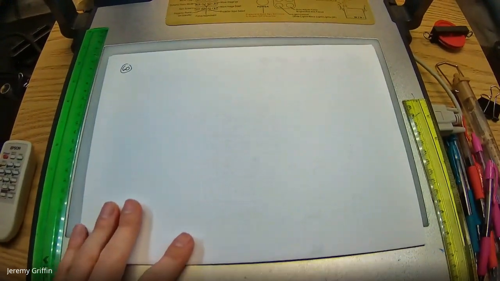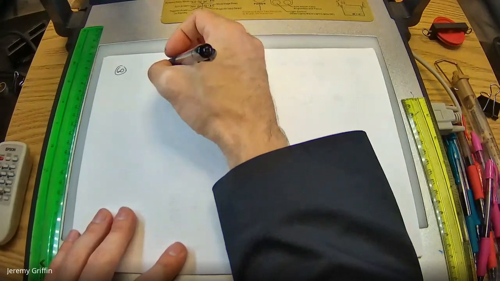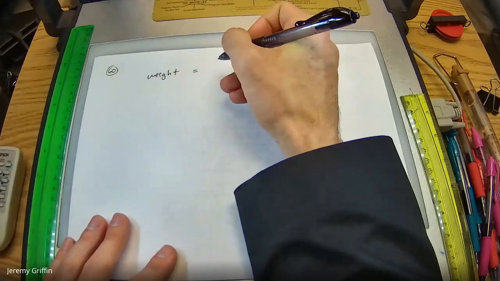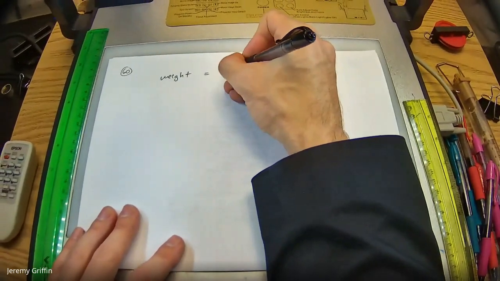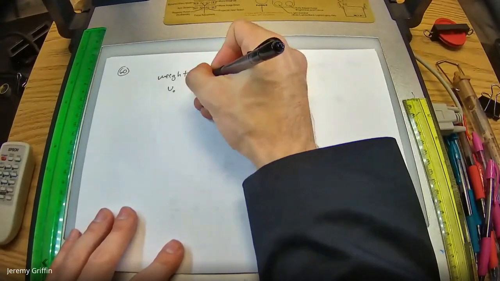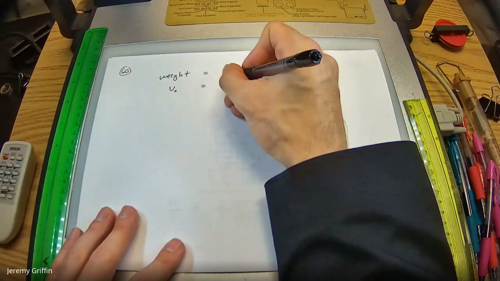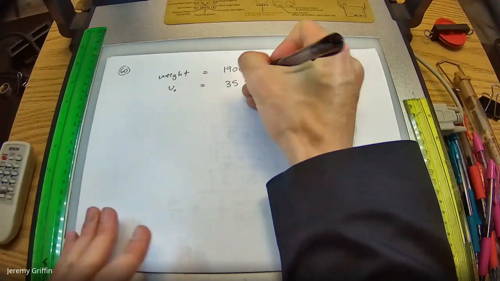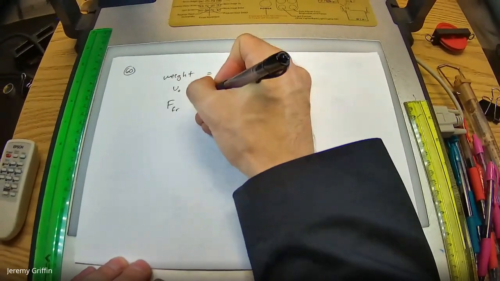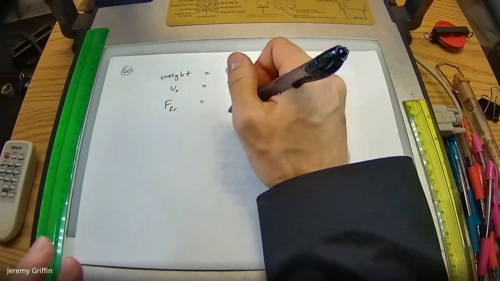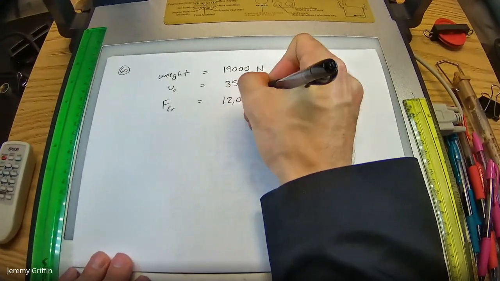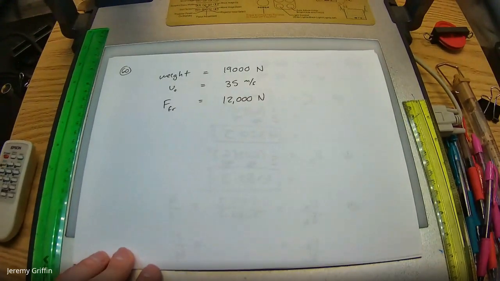Let's see. I'll do here. They gave you the weight of the car, right? And I'm gonna make up my own numbers. I'm gonna have a 19,000 Newton car. They gave you the initial speed of the car. I'm gonna call mine say 35 meters per second. And one more thing, they told you the friction force. The friction force, I'm gonna make mine say 12,000 newtons. How far will this car go braking to a stop?